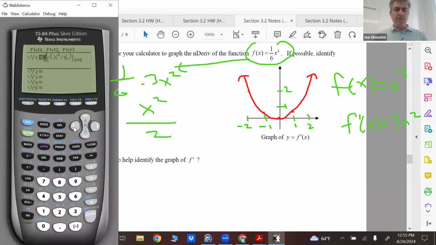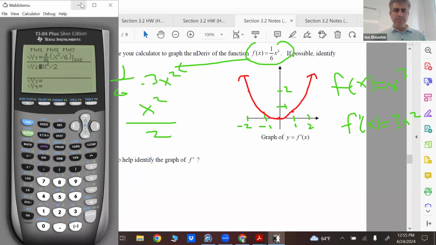I mean, if I were to turn this off and actually graph x squared over 2, you see those more quickly, right? So anyway, it's going to be a little bit more labor intensive.